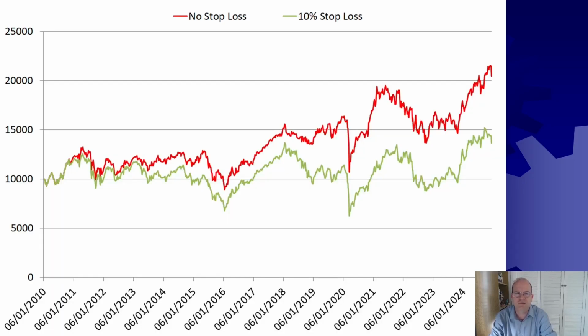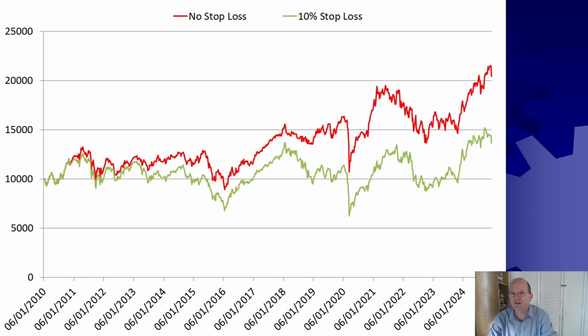So here's the equity curve, and the red line is when we don't use a stop loss, and the green line below is when we do use a stop loss. As you can see, the stop loss really has hurt our returns, and we would have made more money theoretically if we hadn't used a stop loss.